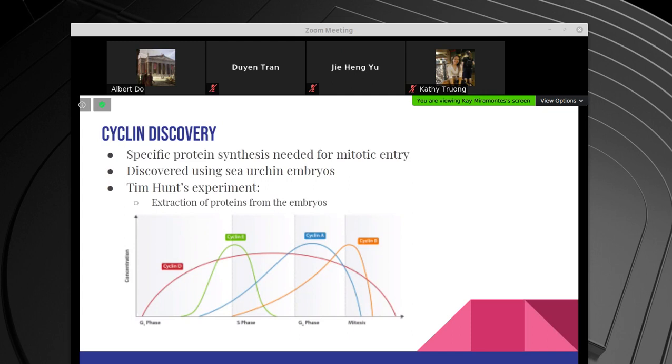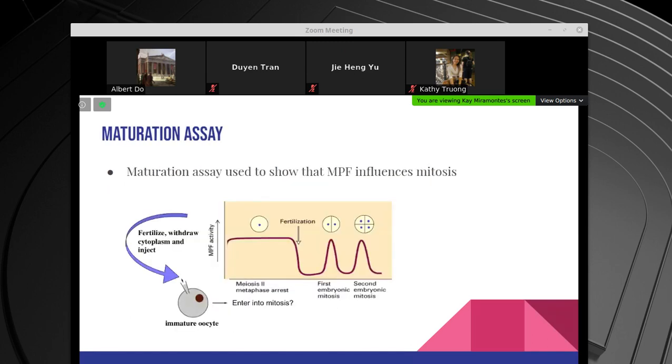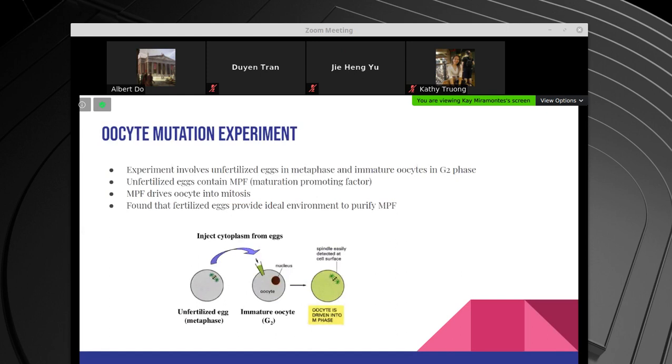I asked a clarifying question. When we were talking about the oocytes, about the egg, did you guys say that it shows a maturation promoting factor in the egg? It shows a maturation promoting factor in the cytoplasm of the unfertilized egg, which is then injected into the oocyte, and then that drives the G2 phase to mitosis.